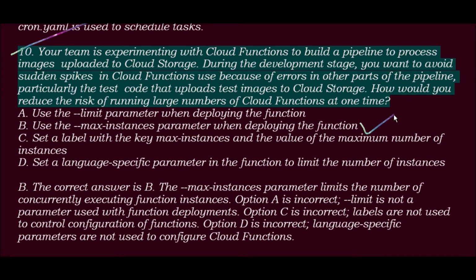Now just look at option C. Set a label with the key max-instances and the value of the maximum number of instances, is incorrect because labels are not used to control configuration of functions. Option D, set a language specific parameter in the function to limit the number of instances, is also incorrect here because language specific parameters are not used to configure Cloud Functions. That's why option D is also discarded here. So here the correct answer is option B. Use the --max-instances parameter when deploying the function.